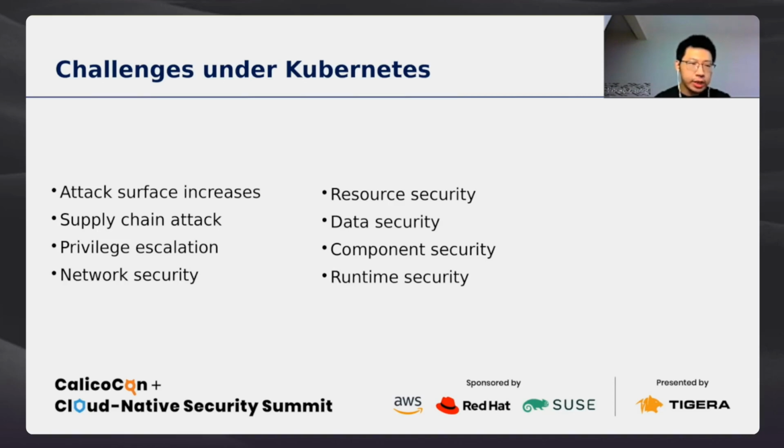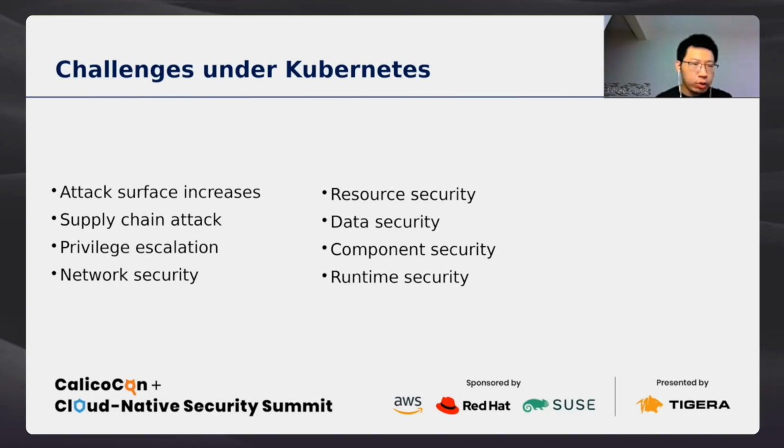All applications in Kubernetes are delivered through container images. The container image contains the application and the runtime environment it needs to run. When building a container image, it's usually necessary to use a base image, but it's not easy to keep its security, and it's easier to get supply chain attacks.